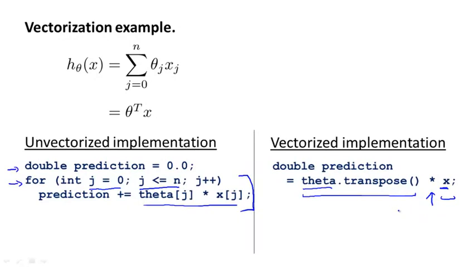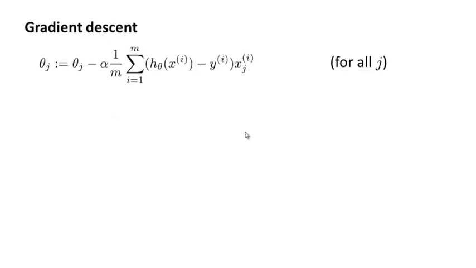And depending on the details of your numerical linear algebra library, you might end up using a slightly different syntax, but by relying on the library to do this inner product, you can get a much simpler piece of code and a much more efficient one. Let's now look at a more sophisticated example. Just to remind you, here's our update rule for gradient descent for linear regression.